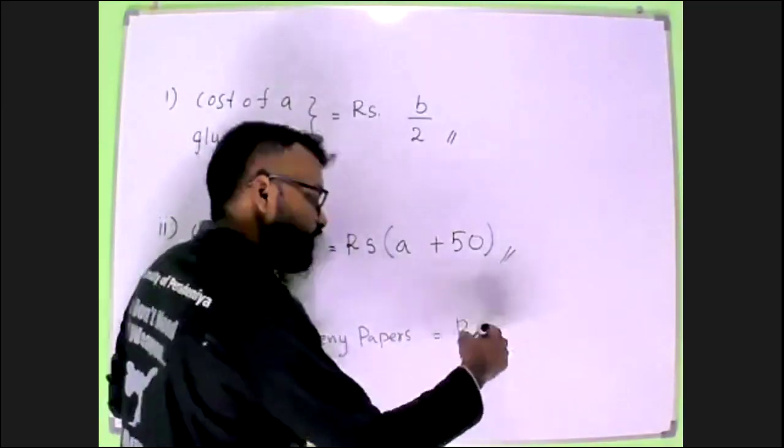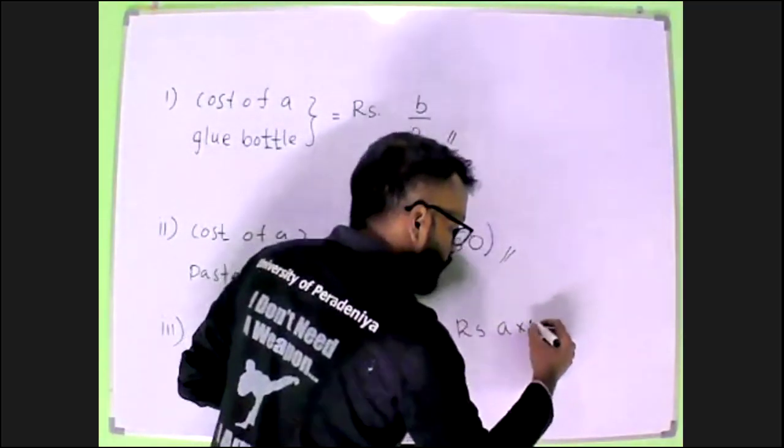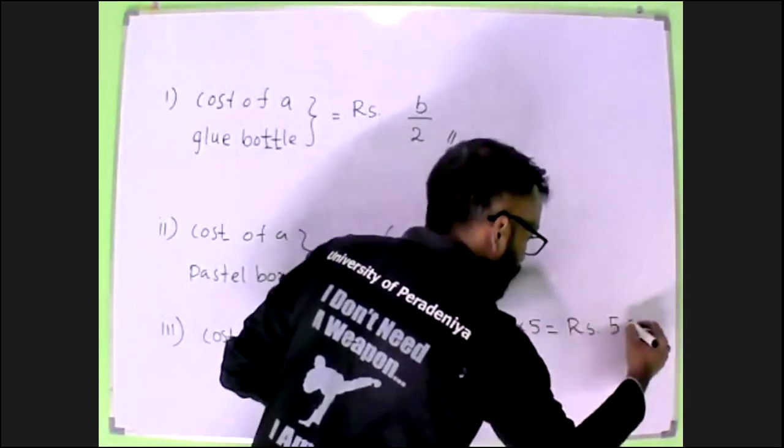Right. So if you want to find 5 papers, you have to multiply A rupees by 5. So the final answer will be 5A rupees here.